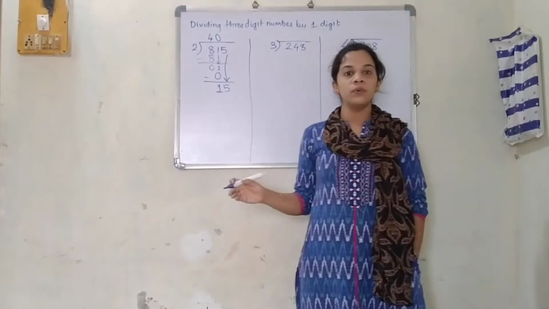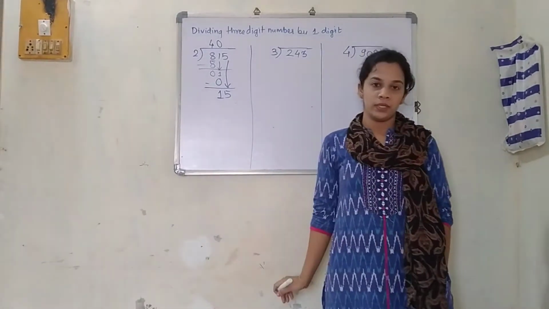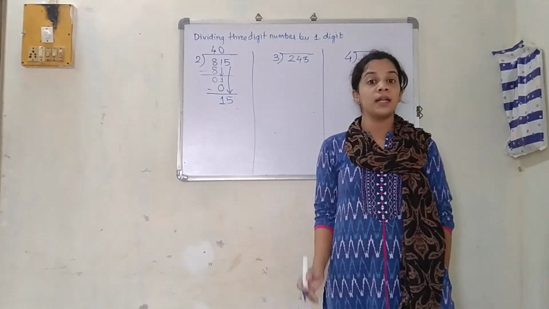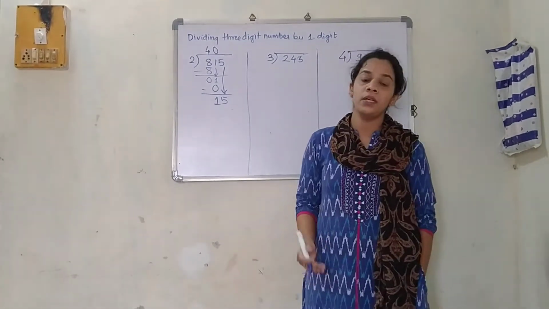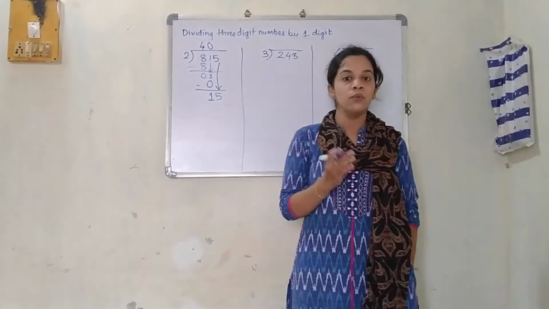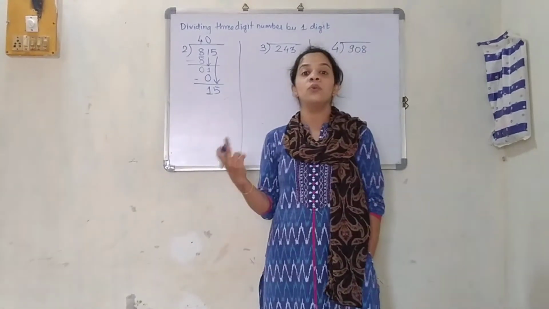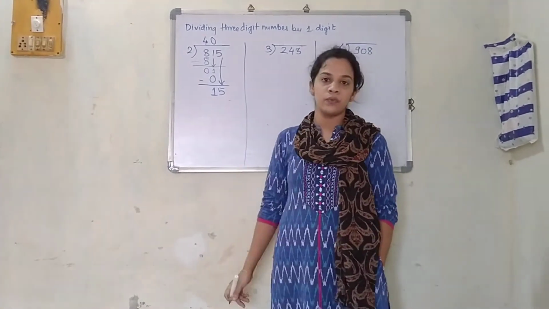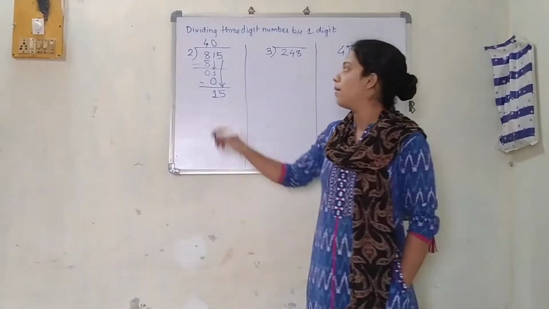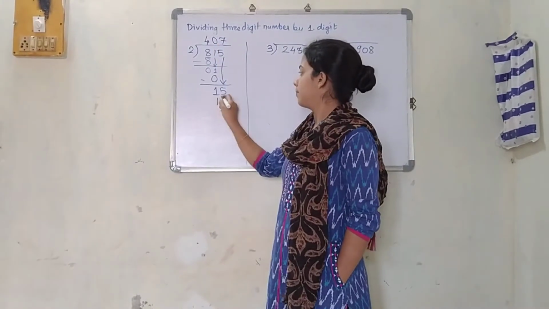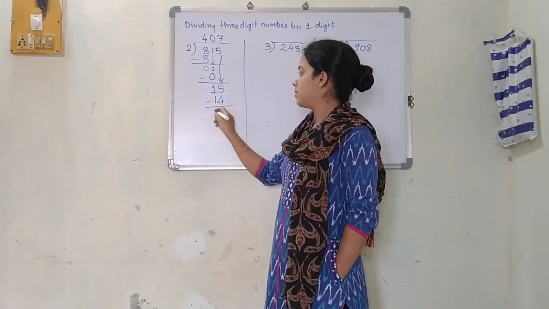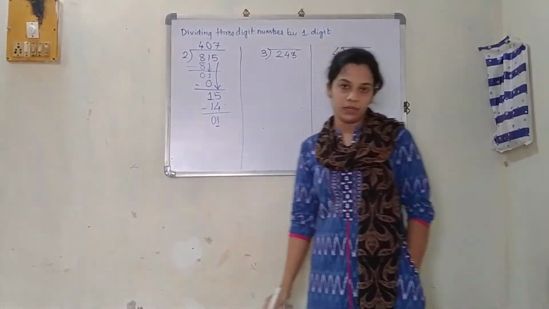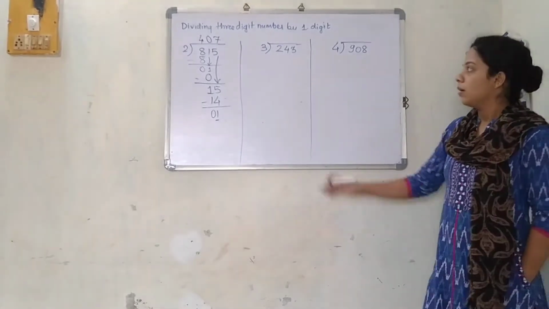Now say the table of 2 till you get 15 or near to 15. 2 ones are 2, 2 twos are 4, 2 threes are 6, 2 fours are 8, 2 fives are 10, 2 sixes are 12, 2 sevens are 14 and 2 eights are 16. 2 eights are 16 we cannot take because it will exceed 15. So we can take 2 sevens are 14. So the remainder is 1 and the main answer is 407. So we will focus on the next question.